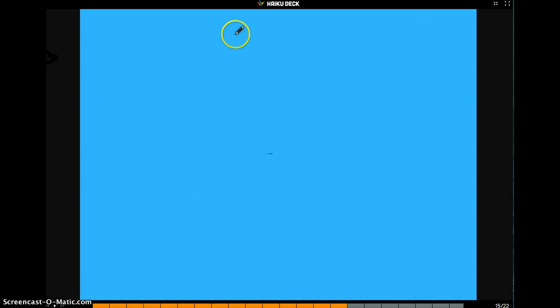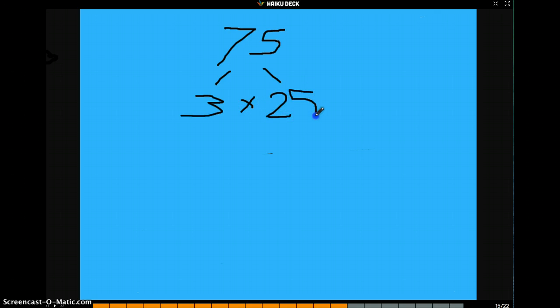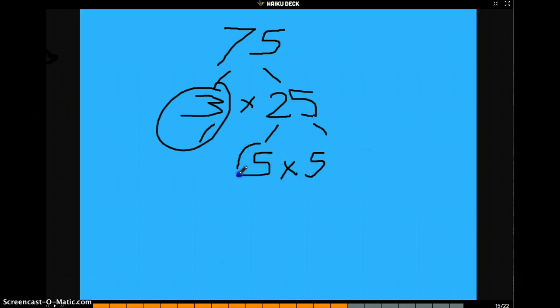Okay, the last one is going to be 75. We can break 75 down. Let's think of a prime number. 3 times 25. This 3 is prime, so you don't have to do it anymore. But you can break 25 down into 5 times 5. And if you look, they're all prime, so we can stop.